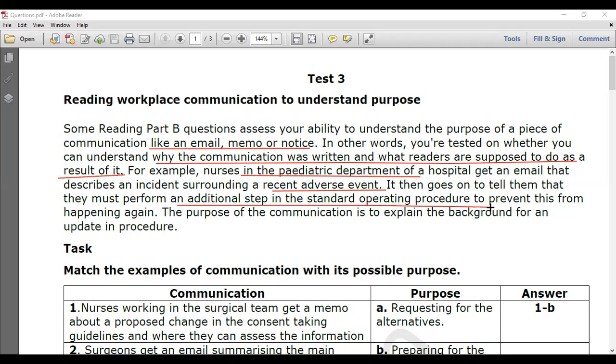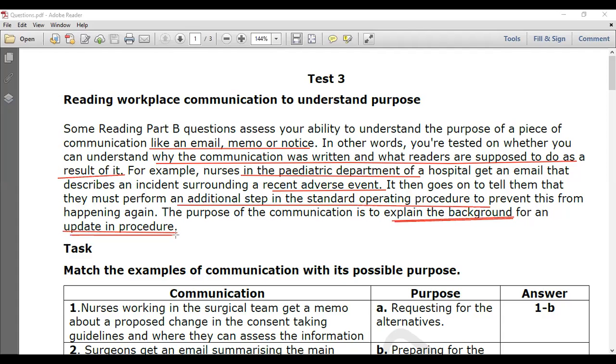So what would happen usually is, the documents that are written for purpose will always have two sections of information. One section would be the background. They would explain the background, give a rationale behind a change. And then they would also give information about what is the update.